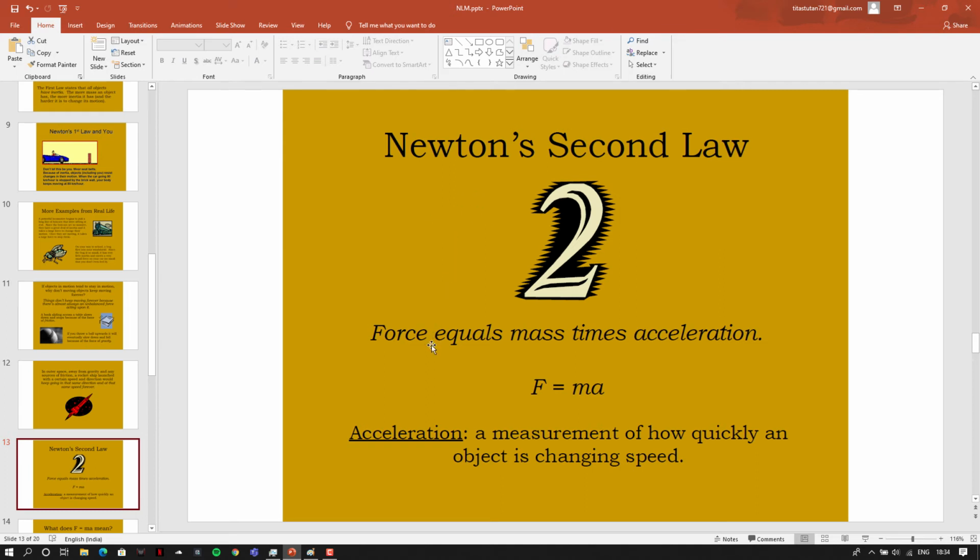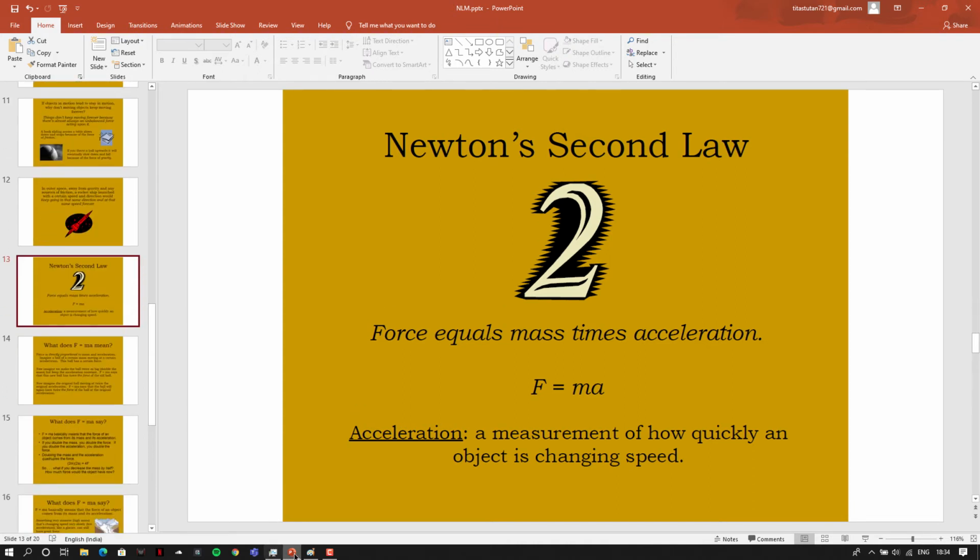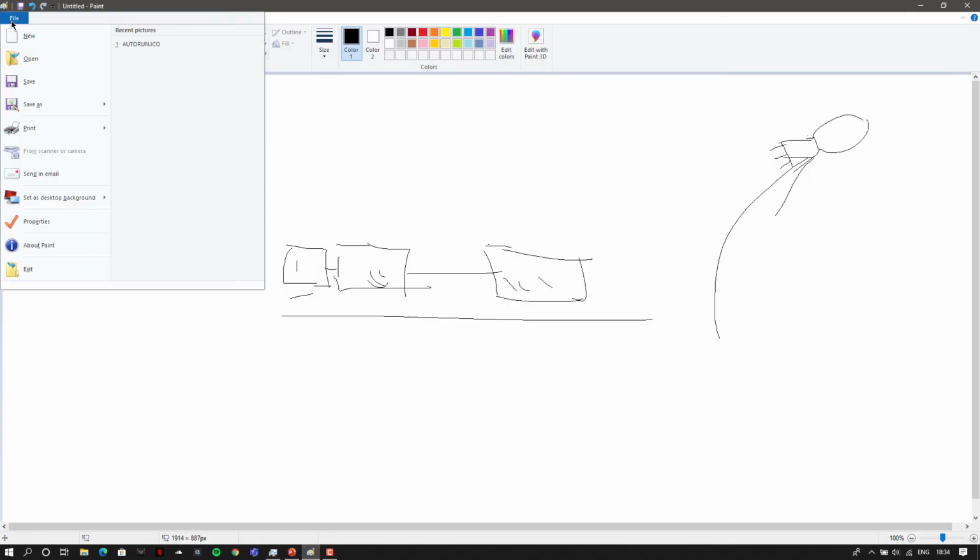Okay, interesting example. Now the second law of motion. So what's the second law of motion? Force equals mass times acceleration. We just have to know this small equation. Acceleration is a measurement of how quickly an object is changing speed. Acceleration defines velocity. Okay, this is a vector quantity.